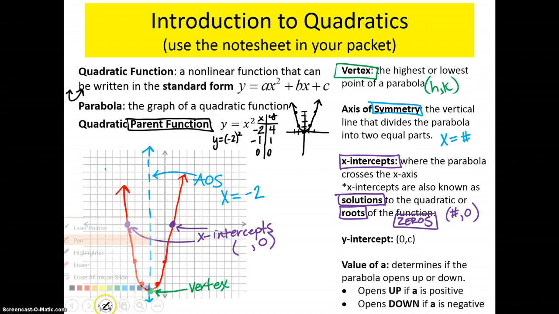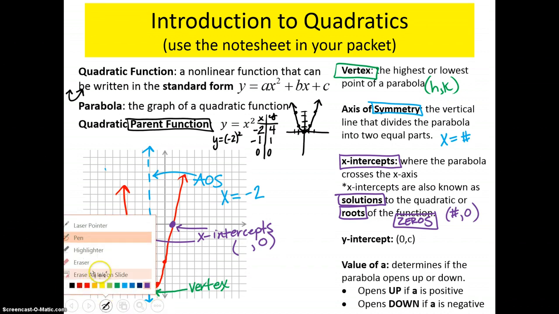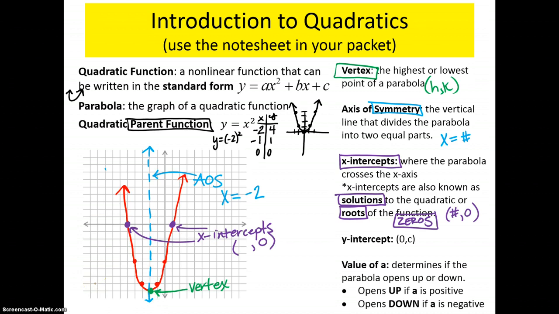Then we have the y-intercept. So I'm going to flip to, let's go orange here, and let's find the y-intercept. The y-intercept is where the graph crosses the y-axis, which is this up and down axis here. So here it is. This point right there where the graph happens to go through the y-axis is called the y-intercept.